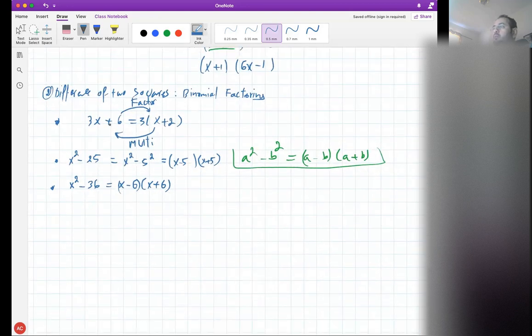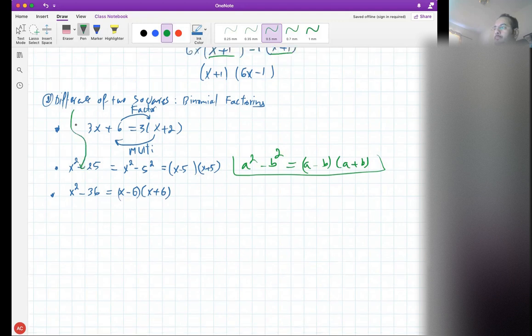So even if you don't have a GCF, if you have the difference of two squares, so difference is because of this minus. Difference because of the minus. So you've got to have a minus, not a plus. Difference means subtract.